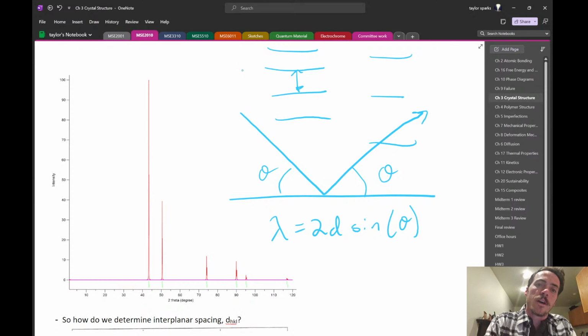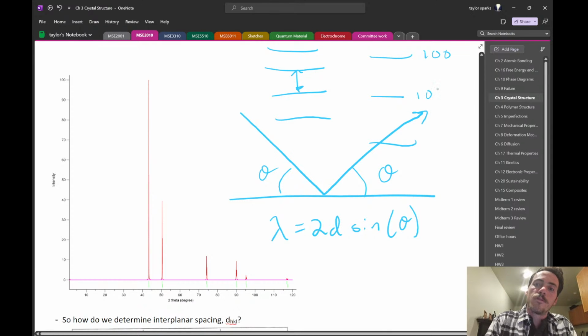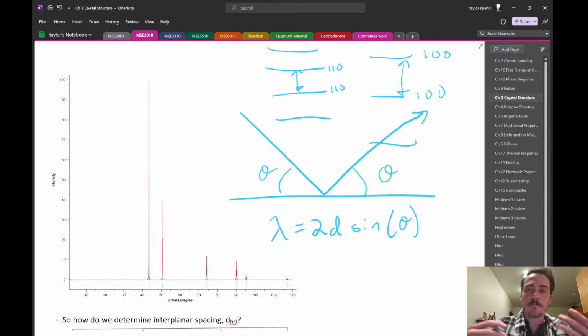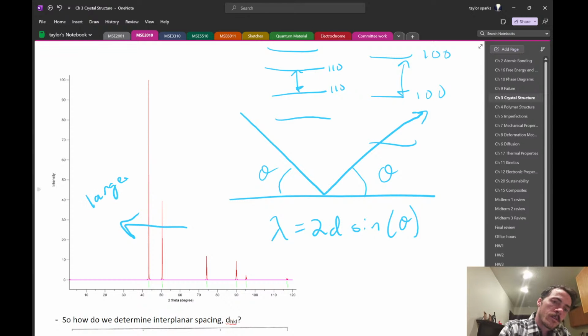Maybe this is the 100 reflection distance, between the 100 planes, and maybe this is the 110 distance, and it's smaller. So the biggest d spacings are over here. This is where your larger d spacings are. And then on the right is where you have your smaller d spacings.